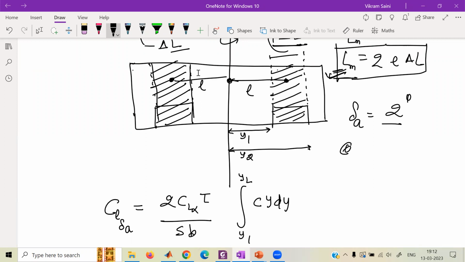Now I've taken a rectangular wing, but for a tapered wing, this chord length will change at every Y station. There will be multiple Y stations, right? When you integrate it, at every other value of Y there will be a different C. But for a rectangular wing, you can take it out because it is a constant.